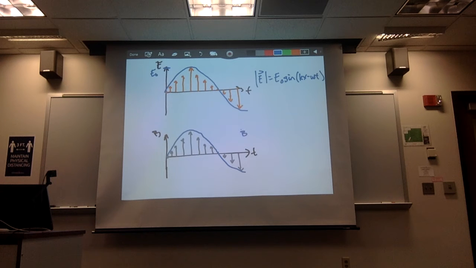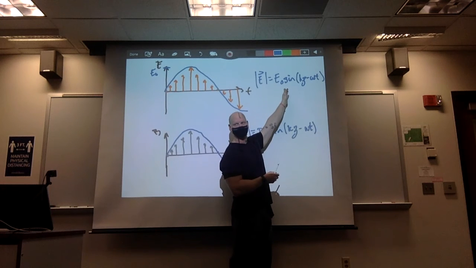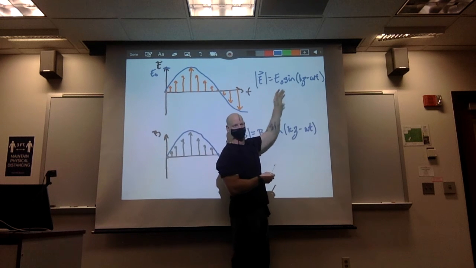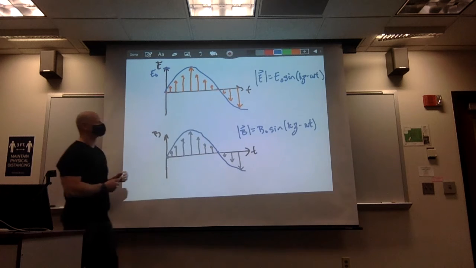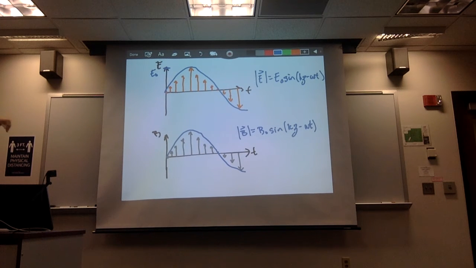Simultaneously, my magnetic field strength is going to be equal to B0 times sine of also k z, it's moving in the z direction, minus omega t. So basically what happens is I'm making two sinusoidal curves, but these two sinusoidal curves are exactly in phase with each other. So what I'm going to create from this is a wave where each one of these is creating its own wave. The two waves are in phase with each other, but they're going to be perpendicular to each other.